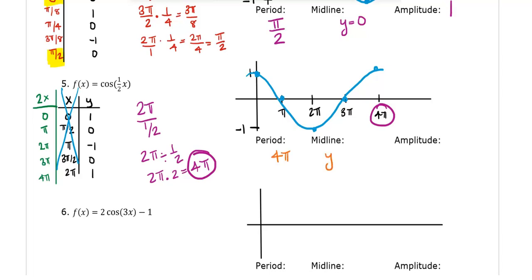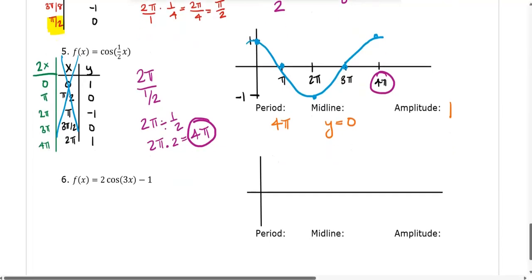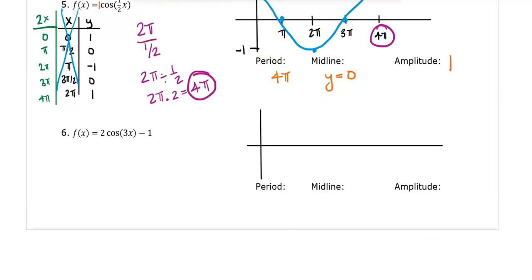My midline, y equals 0. My amplitude, there's no a value here. There's nothing that's changed, so it's just 1. I mean, there's no a value there, but it is a 1 right there, right? And that matches whatever my amplitude is. Okay. All right, so now this last one.